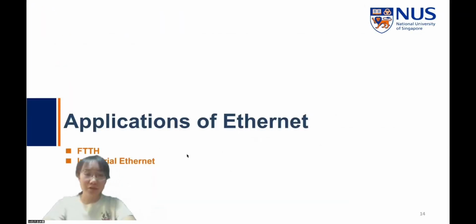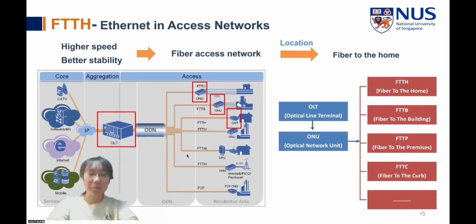Next, I will introduce some applications of Ethernet. In modern communication networks, the access network connects the core networks to the users, delivering services like internet, voice, and video. With the rise of high bandwidth applications such as remote work, cloud services, and IoT, fiber access is increasingly adopted to meet demands for higher speed and better stability.